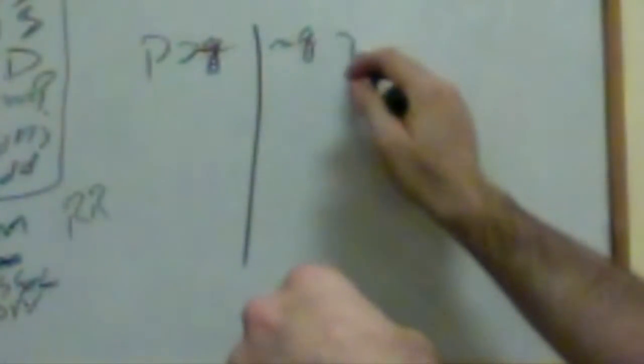transposition, and that says that if you have P horseshoe Q, that's logically equivalent to not Q horseshoe not P. You flip the P and the Q and you add a negation sign. And again, you can verify these with the truth tables. And so let's quickly do that just to make sure that this is correct.